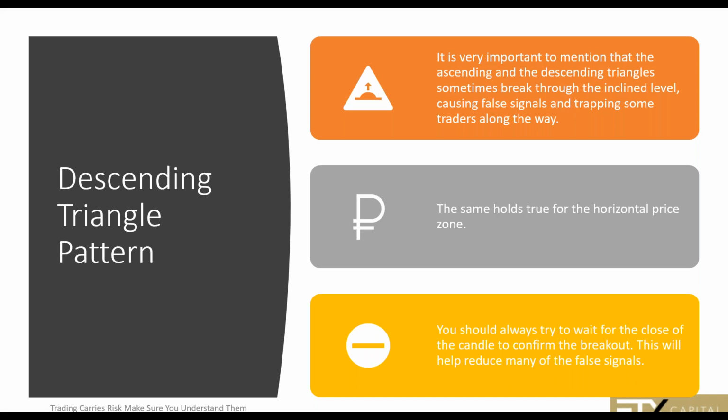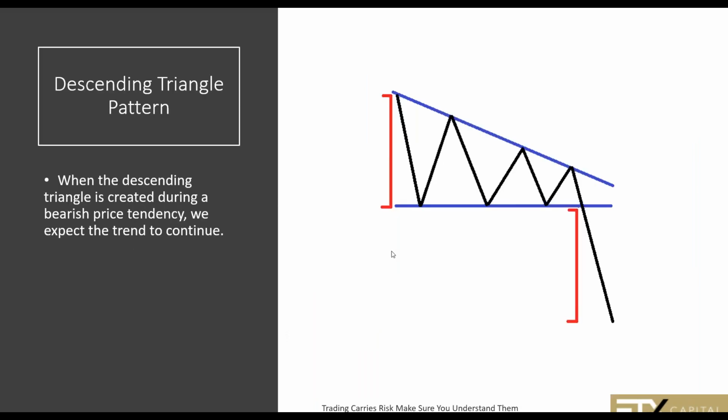The same holds true of horizontal price zones. You should always try to wait for the close of the candle to confirm the breakout. This will help you avoid many false signals. So in other words, when we get the break, because a lot of times you'll be prepared for it to break here, but it'll break out and go right back in the next candle.